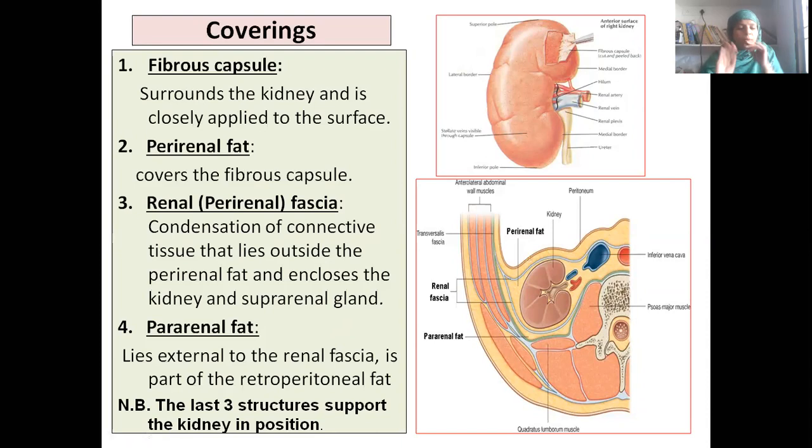You know, the two hip bones and sacrum supporting behind, that is the pelvis. Like this, it may slip down if the supports are not there. So few heroines died also, because they did so much dieting, which is of course not so fair. Okay, so that means these last three structures, the perirenal fat, the renal fascia, and the pararenal fat, these three structures are actually supporting the kidney and helping to keep the kidney in position.